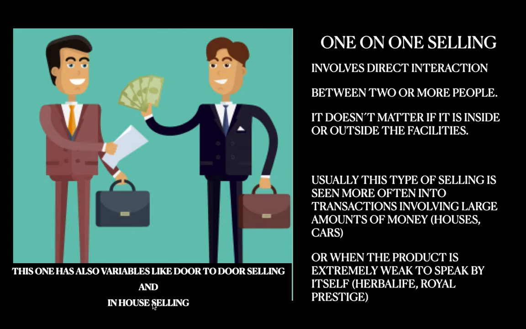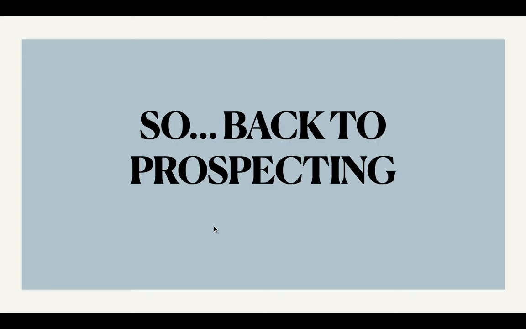Remember, one-on-one selling is more likely to be seen when the purchase involves more money, like cars, houses, I don't know, condominiums. When it is between one company and another one, or when it is between one company and a government. And the other scenario in which you're gonna be using one-on-one selling is when the product is extremely weak to speak by itself. Okay?